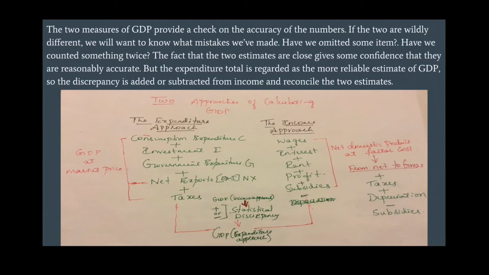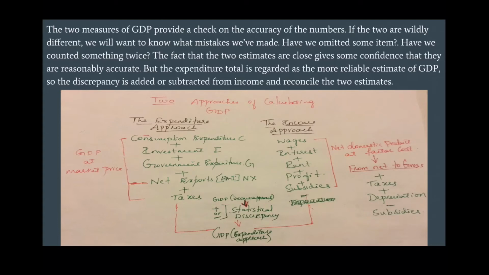The table shows the two approaches of calculating GDP. On the right side is the expenditure approach, which is also the GDP at market price, which is the sum of consumption expenditure, investment, government expenditure, and net exports, that is C plus I plus G plus NX, plus taxes paid to the government. On the left side is the income approach, also known as net domestic product at factor cost, which is the income of all the factors of production, that is wages, interest, rent, profit, and it also includes the subsidies given by the government.